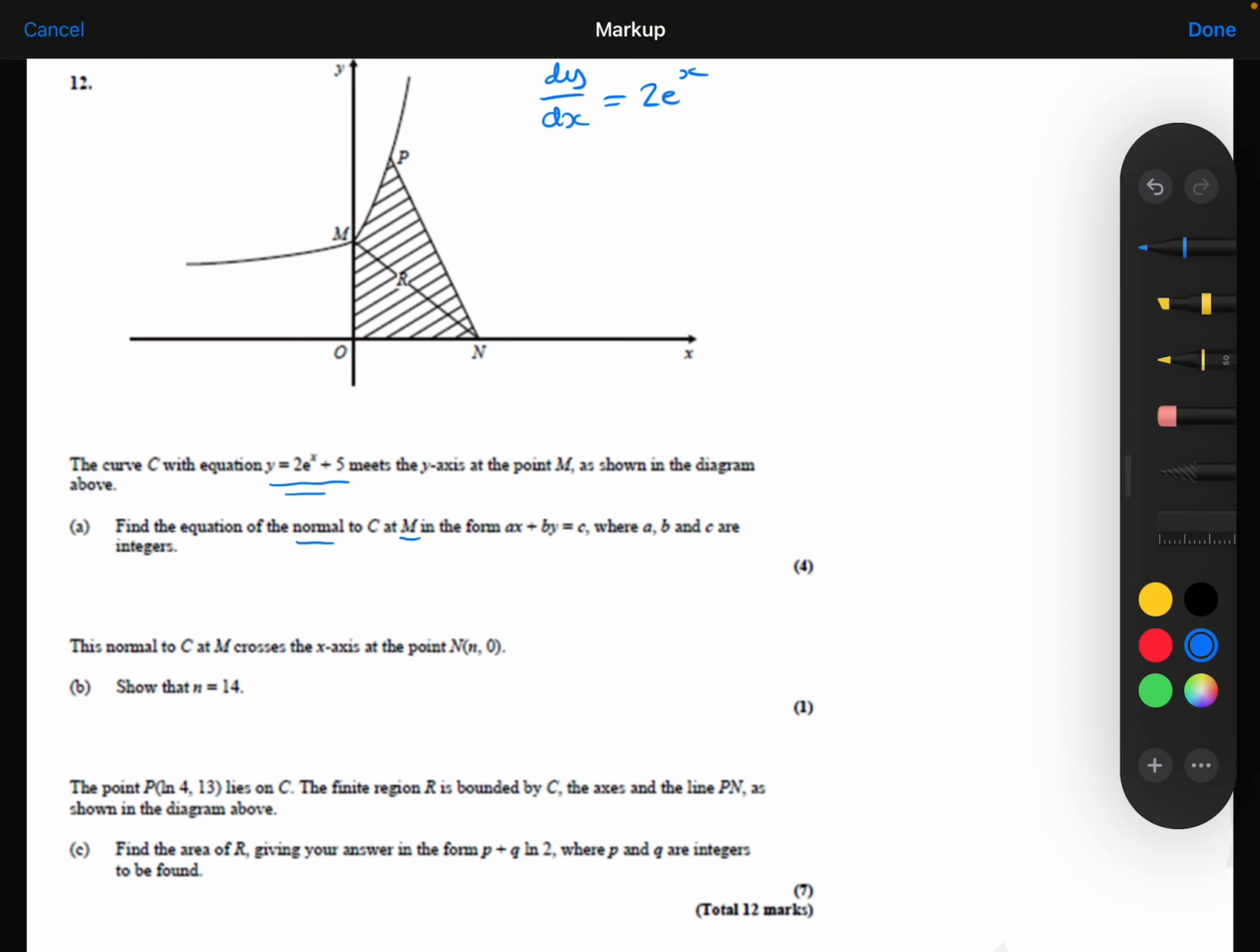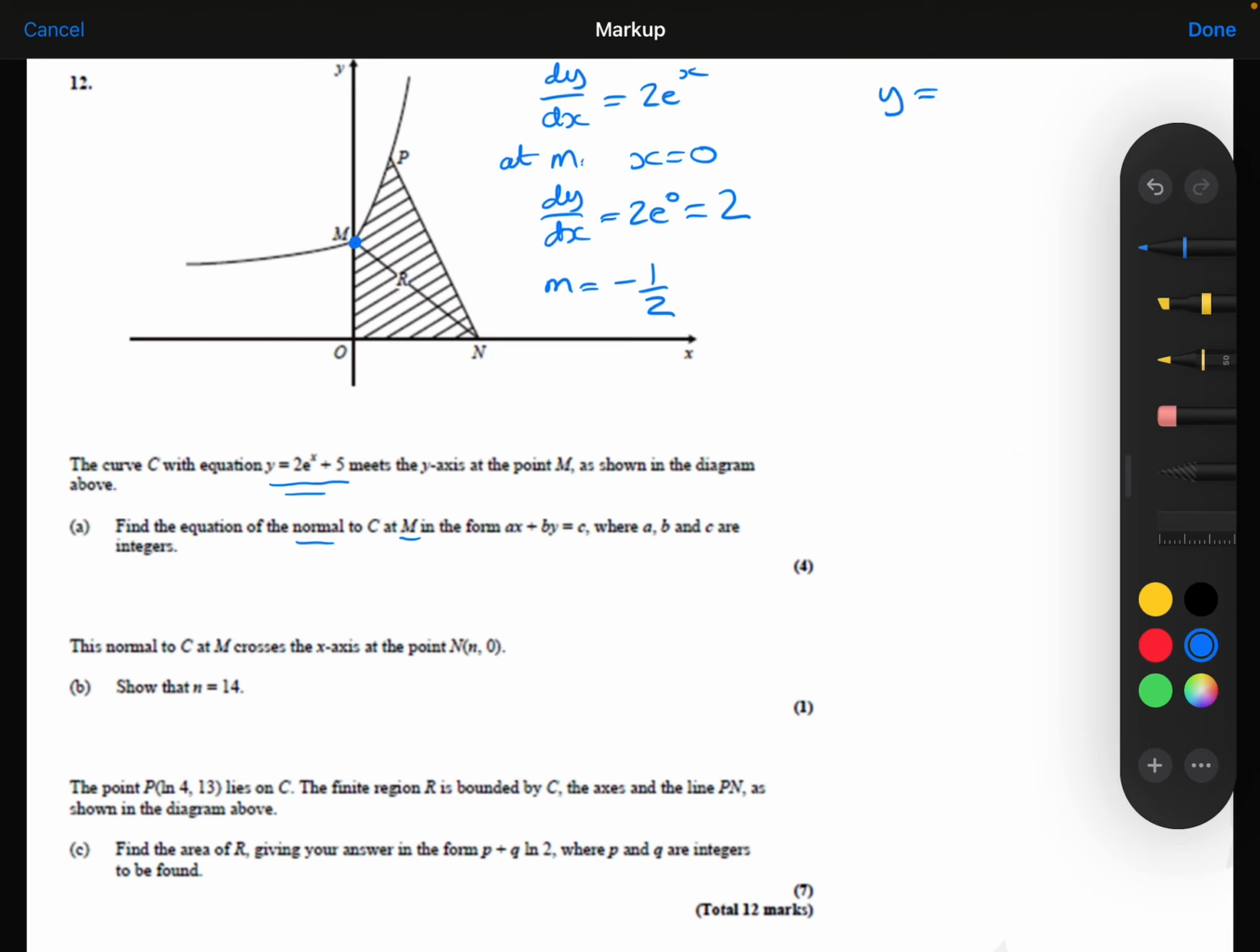I want to work out the gradient of the curve at point M. That's where x equals 0. At M, x equals 0. So I can now substitute that into my gradient function. So dy by dx is equal to 2e to the power 0, which is 2. Therefore, the gradient of my tangent at that point is 2, and the gradient of the normal will be the negative reciprocal, so minus 1/2.